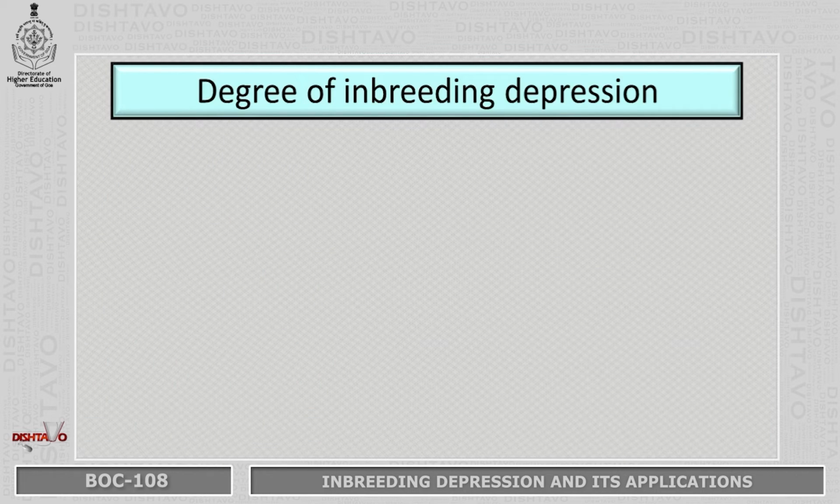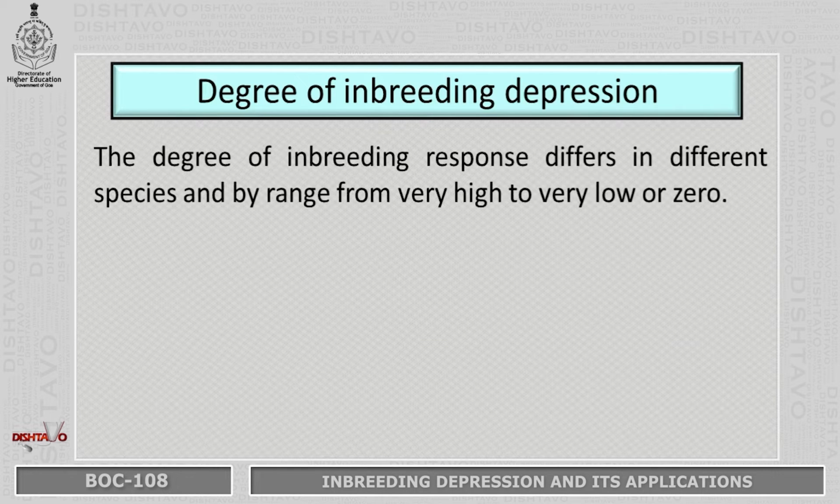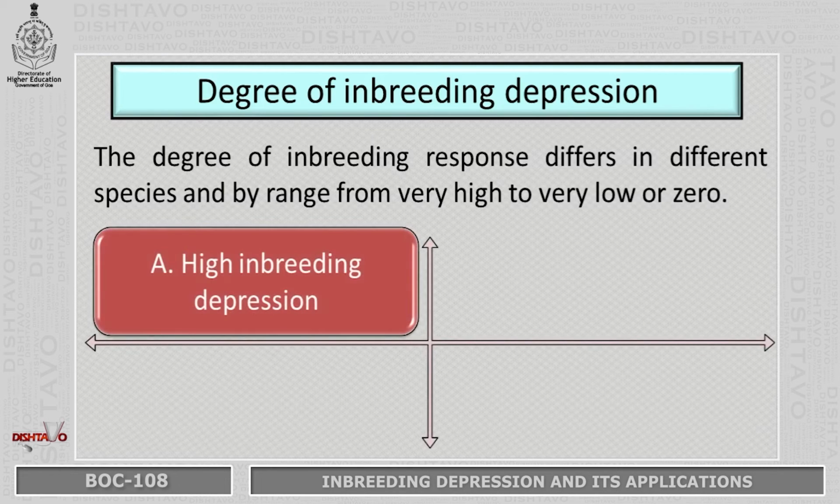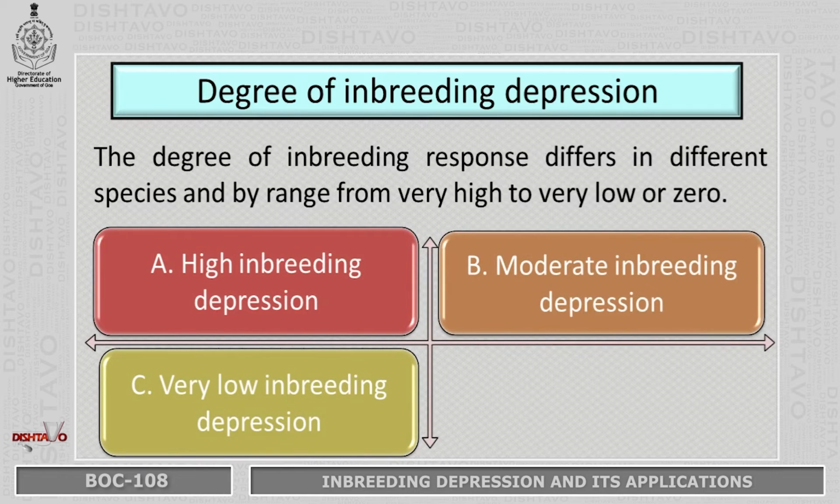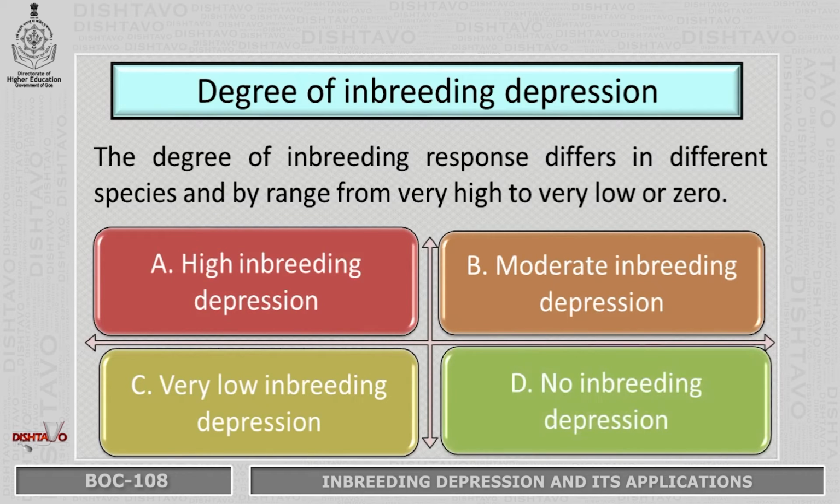Now let us see the degree of inbreeding depression. The degree of inbreeding response differs in different species and ranges from very high to very low or 0. Accordingly, we can categorize the degree of inbreeding depression into 4 types: high inbreeding depression, moderate inbreeding depression, very low inbreeding depression, and no inbreeding depression. Now let us discuss each of these categories in detail.